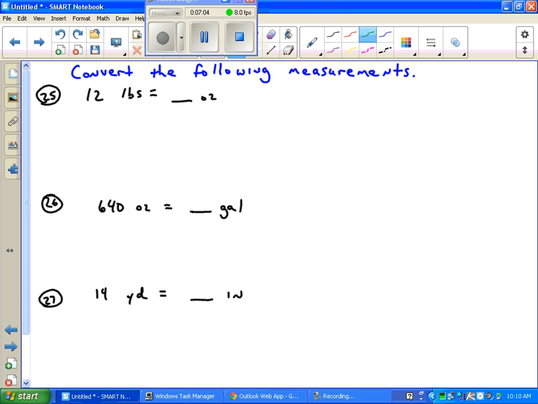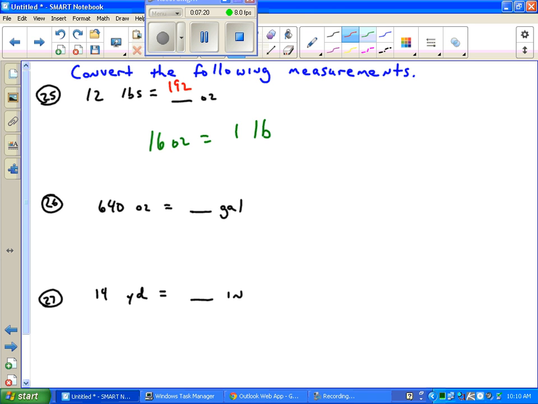Next section says convert the following measurements. 12 pounds to ounces. There are 16 ounces in 1 pound. So all you need to do is 12 times 16, and you get 192 ounces.